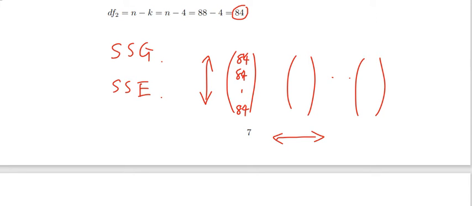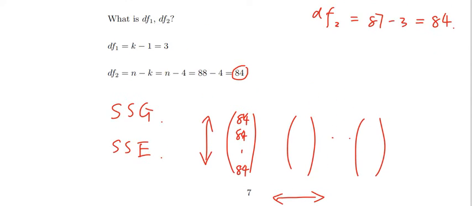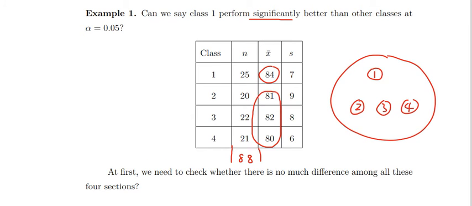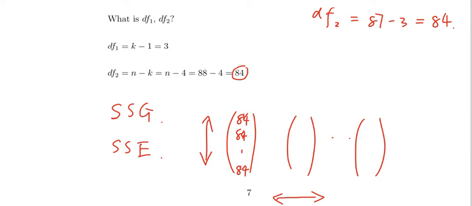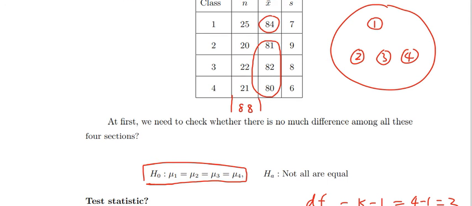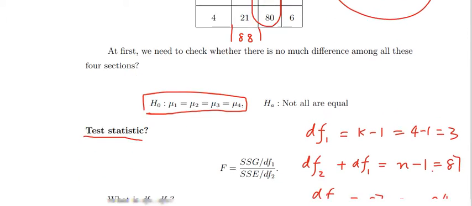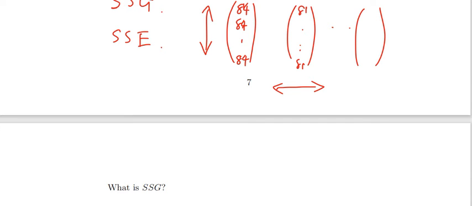In class 2, the same way, we assume no difference within the class. Class 2 is like 81, so the data is just 81. And class 3, class 4: let's say the data is 80, everyone in class 4 has 80.